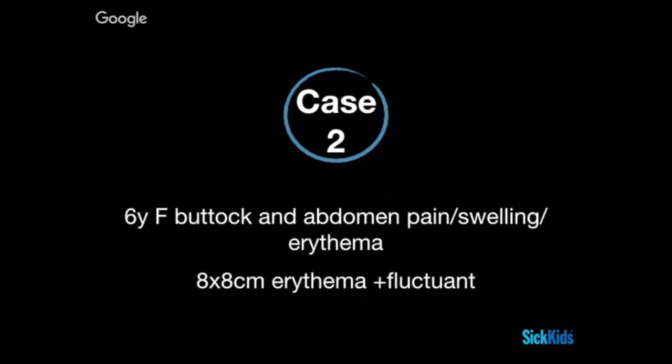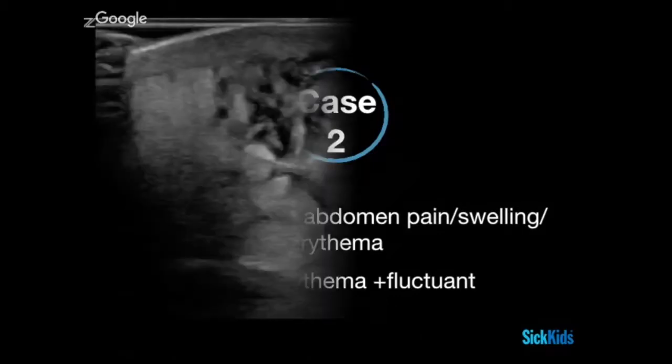So this is a 6-year-old female. She has buttock and abdominal pain and swelling with erythema. When you examine her, she's got an 8 by 8 centimeter erythematous region that is fluctuant. She does not have fevers. So here is what happens when you put the probe on. What does this look like in comparison to the other ones we've seen previously?